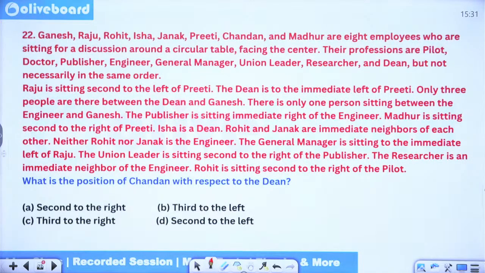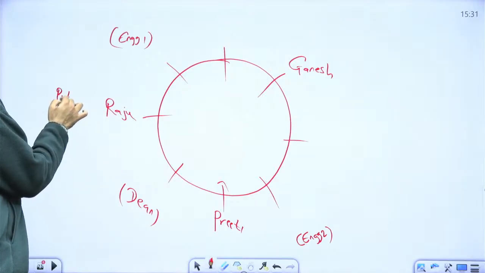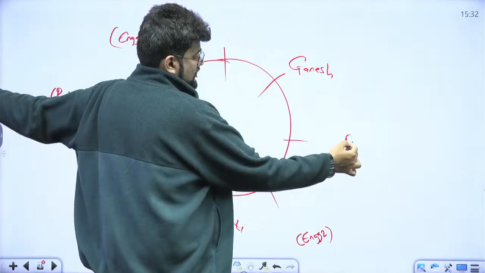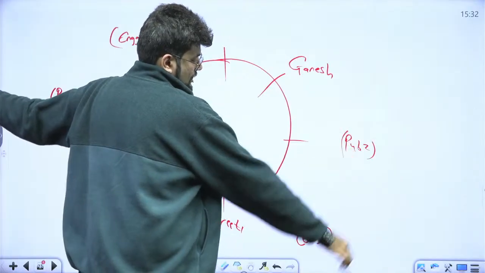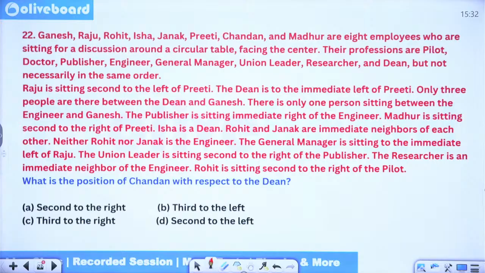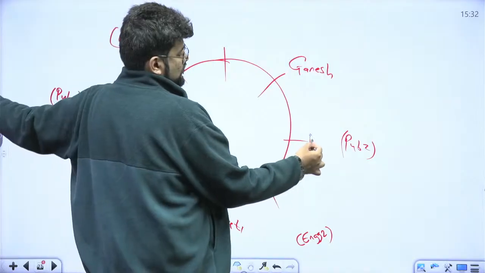Publisher is immediately right of the engineer. So either Raju is the publisher or this guy is the publisher. Okay. Madhur is sitting second to the right of Preeti. Preeti, second to the right is Madhur.